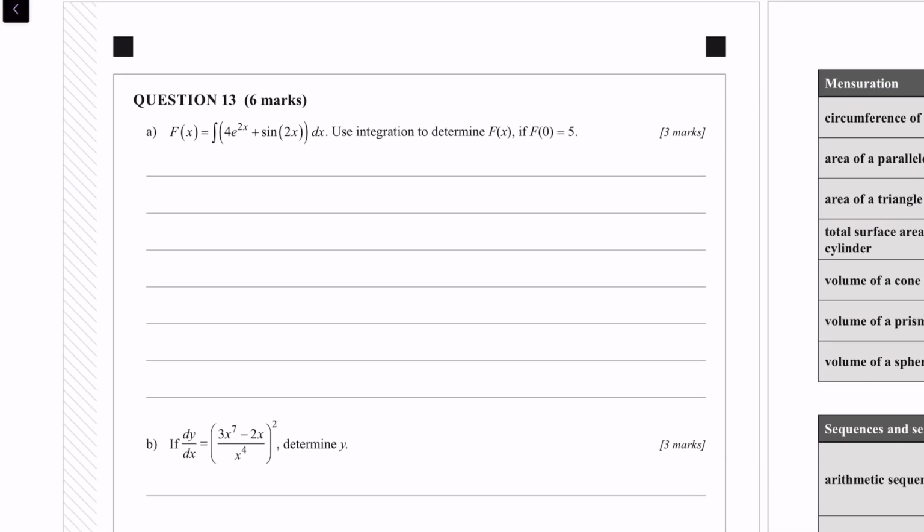Right, next question is we have a function of x, and we need to use integration to determine f of x if f of 0 is equal to 5.